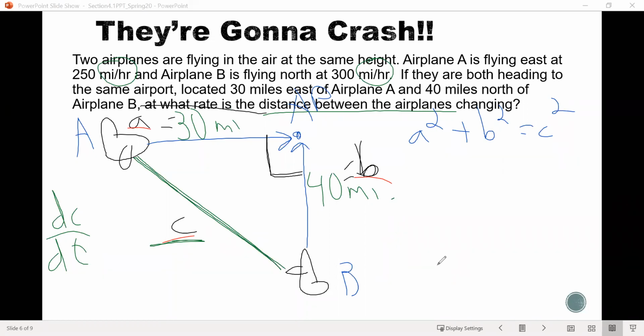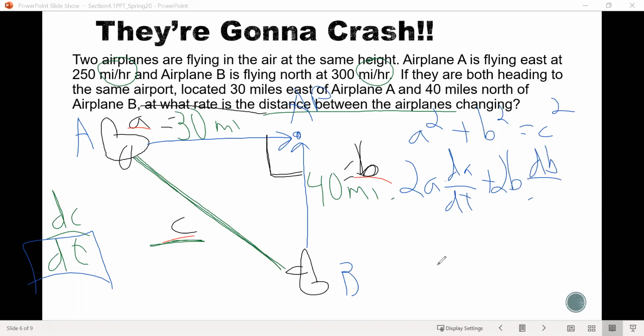Okay? So now what? Well, again, we're trying to find a rate of change, so we should differentiate. So we'll take the derivative here. If we do that with the a, we'll have 2a, and then we're finding derivatives with respect to t here, so we'll have to multiply by dA dt. Plus, for b squared, we do the same thing, 2b times dB dt. And then for the c, 2c times dc dt.